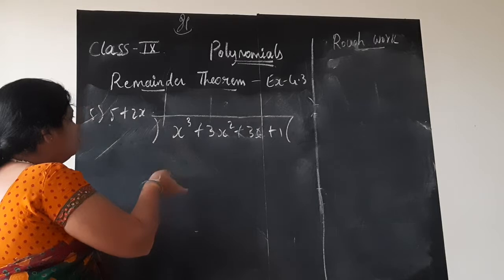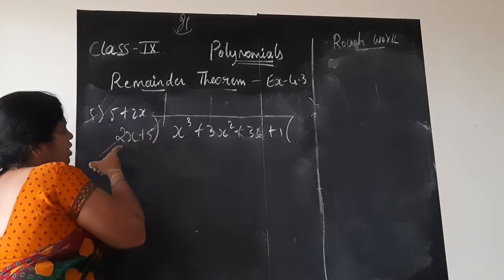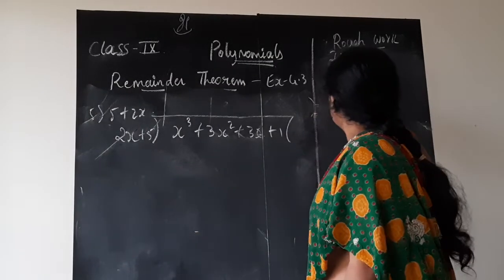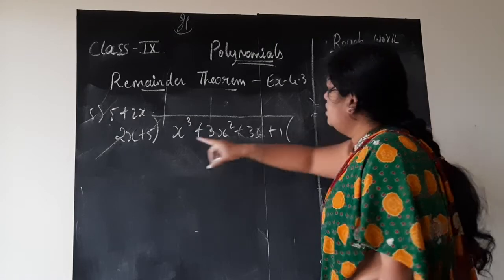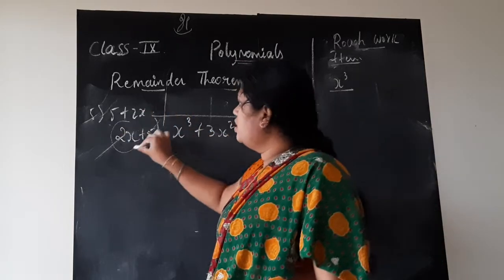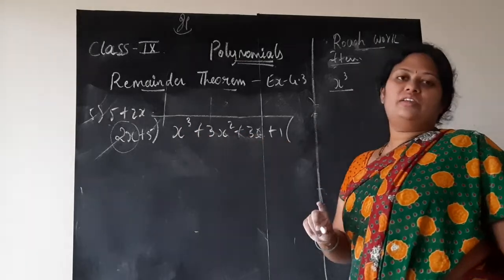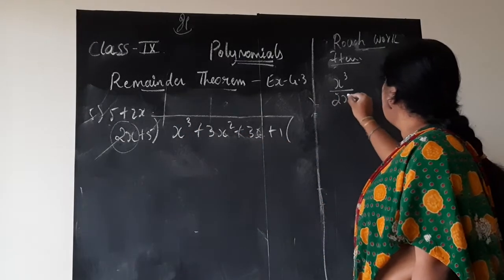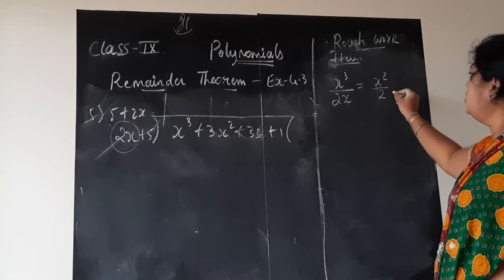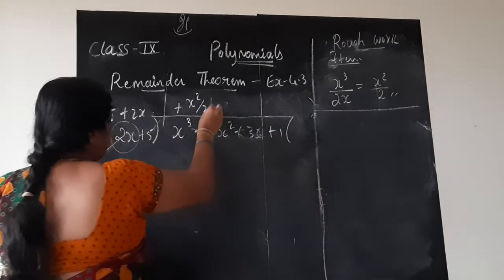In such a case, you should modify the question so that you write the variable 2x first, followed by 5, and then follow the same steps as before. The first term x cube has to be divided by the first term of the binomial. Till now we had only x as the first term, but here we have 2x. So x cube by 2x is x square by 2. My first quotient is plus x square by 2.